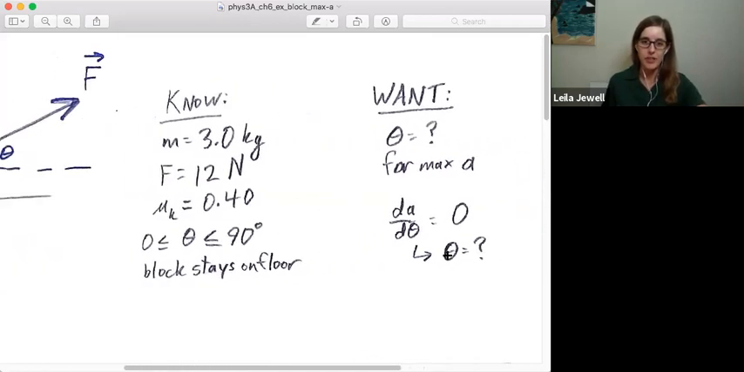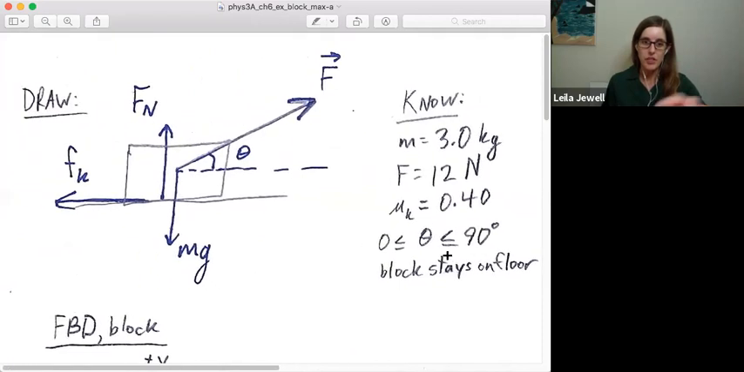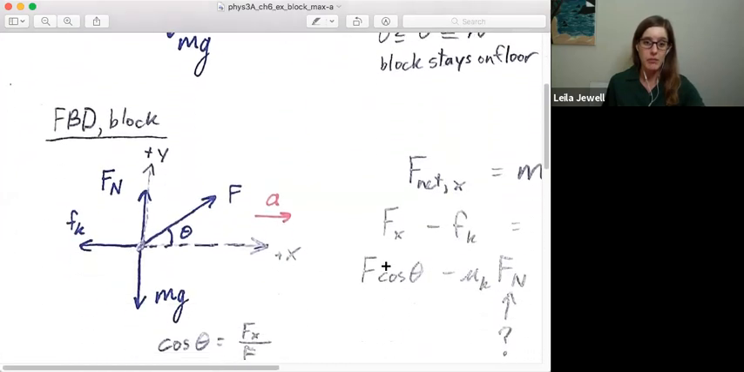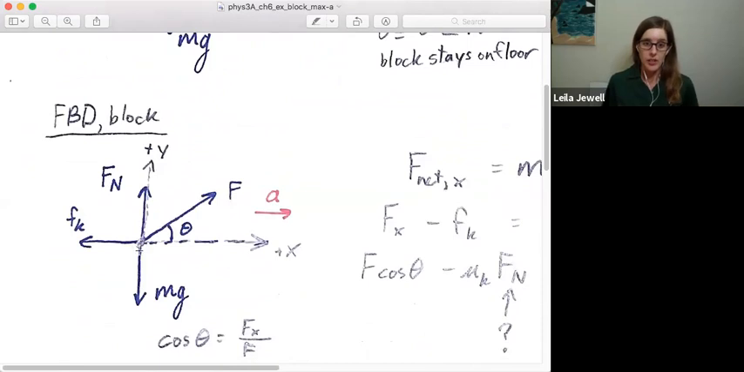All right, now that we've set this up, we can go back to our forces as we've identified them, and we can put them into a free body diagram. So a free body diagram is just going to be taking those same forces and drawing them with the block now as a dot, adding in our coordinate axis, positive x to the right, positive y up, as well as adding an acceleration, that the block is going to be accelerating to the right in the direction of this applied force. And that will be purely horizontal because we know the block stays on the floor. So it's not going to be flying into the air or sinking into the ground.